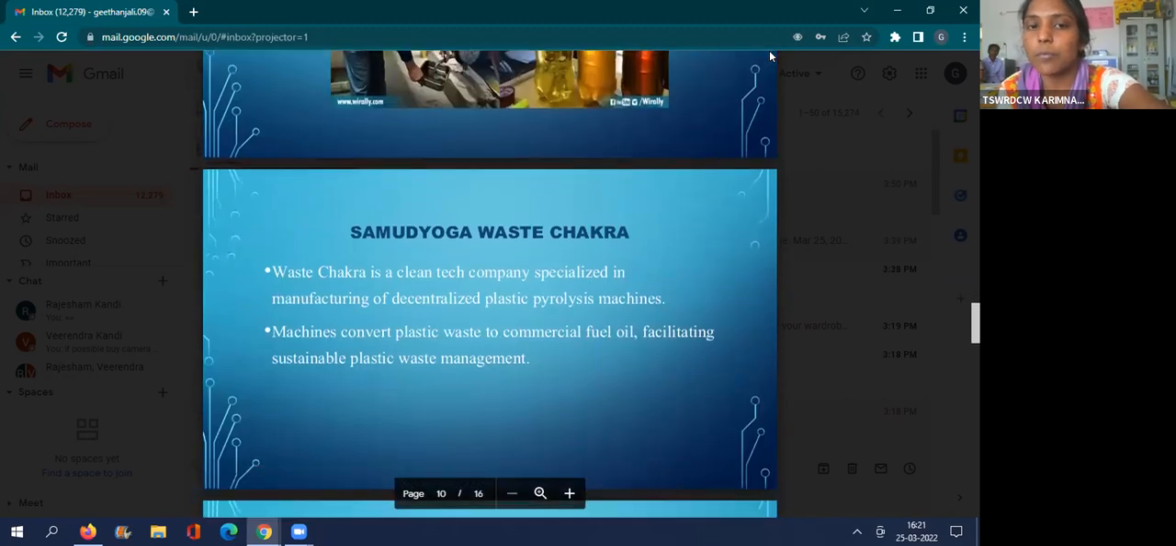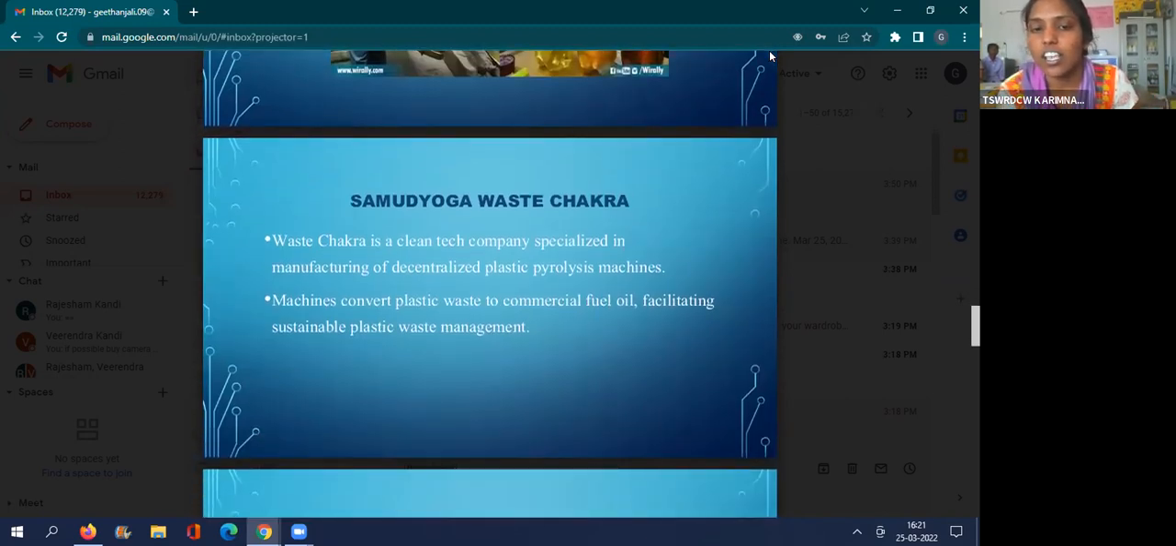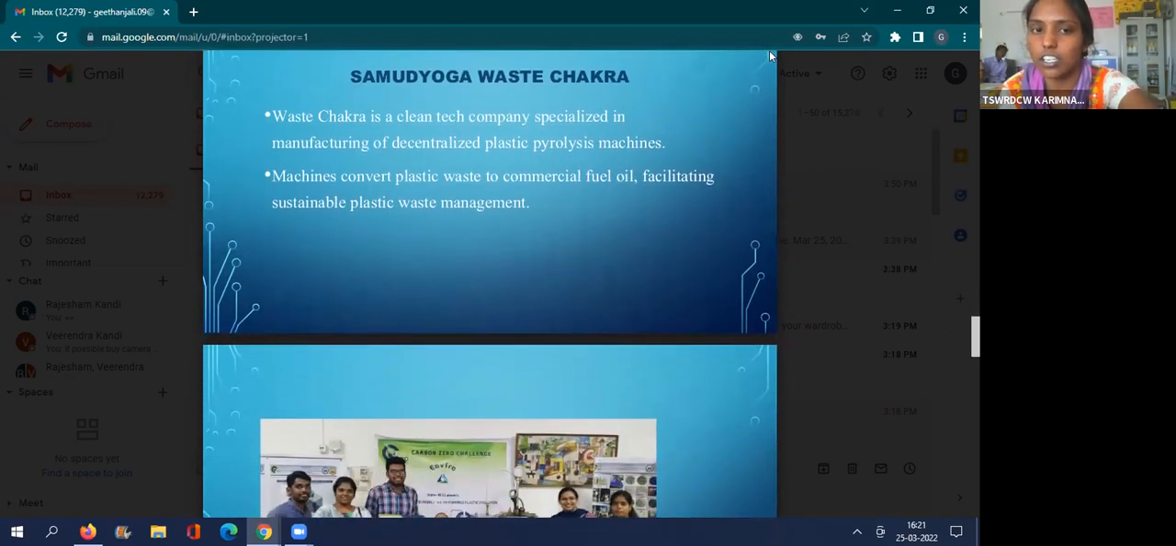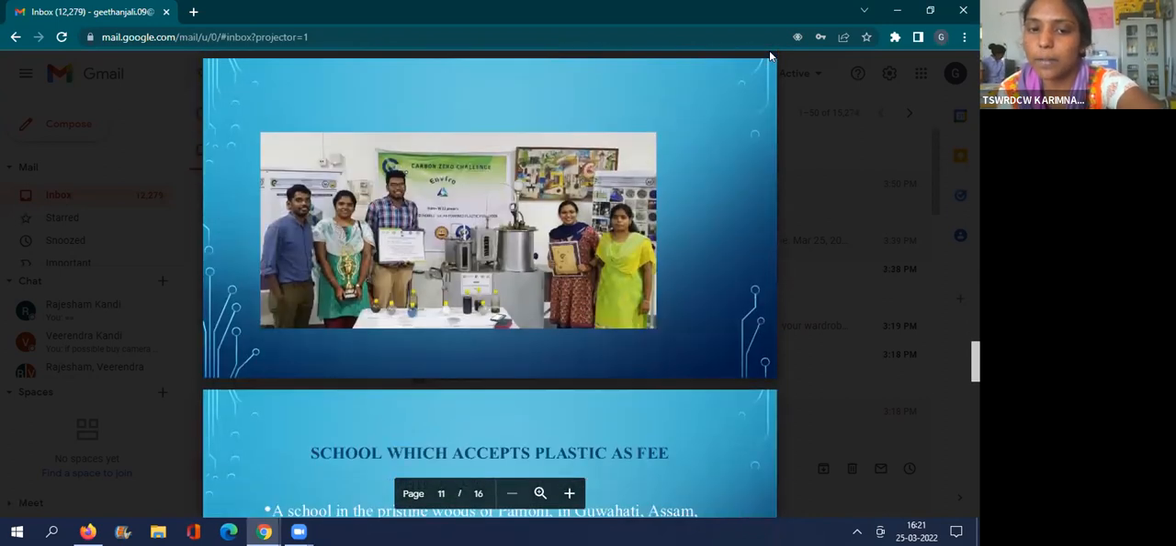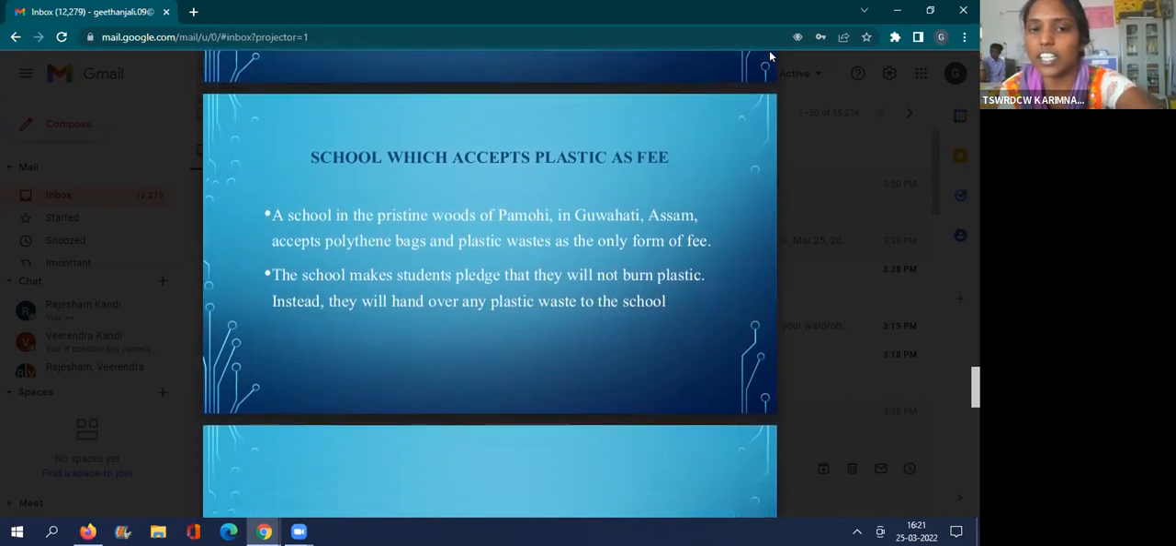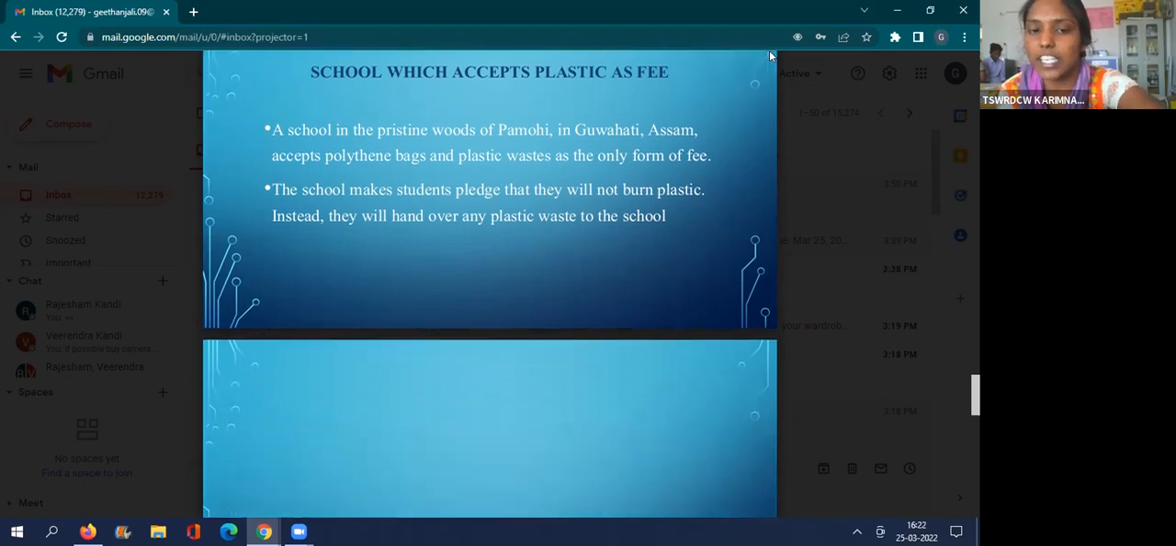Another startup named Samudhyoga Waste Chakra has succeeded in developing fuel, oils, and other materials from plastic. I want to mention a school in Pahoma, Assam, which receives plastic as their fee. Generally, we know that all schools accept money as fee, but in this school they accept plastic as fee, and they bring awareness to the children that we should not litter plastic all over the place, and it should be recycled.